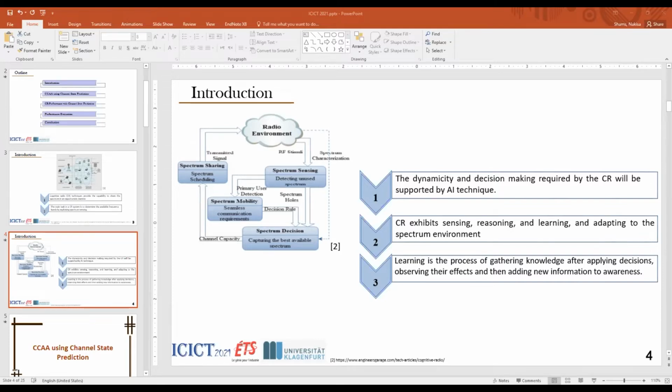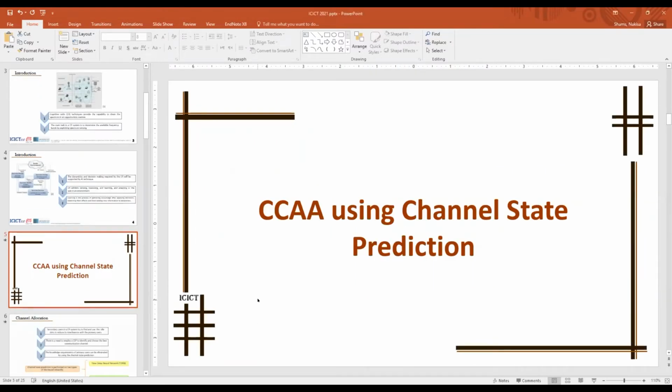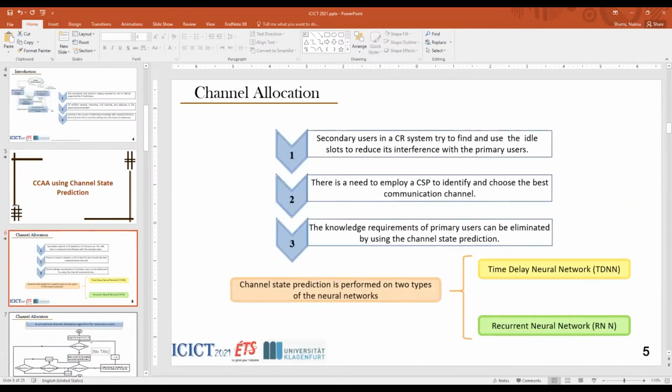Learning is the process of gathering knowledge after applying decisions, observing their effects, and then adding new information to awareness. Centralized channel allocation algorithm using channel state predictions: how it works. Secondary users in a cognitive radio system try to find and use the ideal channel to reduce their interference with the primary users, who are the licensed users.